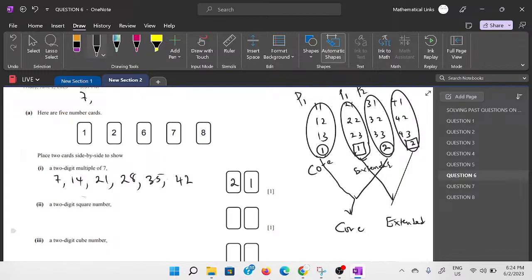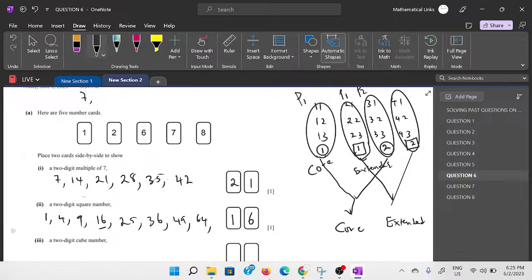So you know the square numbers. They are 1 times 1, 1. 2 times 2, 4. 3 times 3, 9. 4 times 4, 16. 5 times 5, 25. 6 times 6, 36. 7 times 7, 49. 8 times 8, 64, and so on and so forth. Okay, so let's see. The first 2-digit one here is 16. So can we get 16 here? Yes. We can pick 1 and 6.